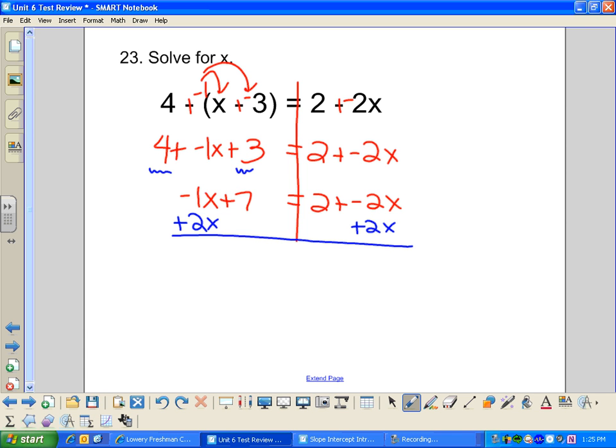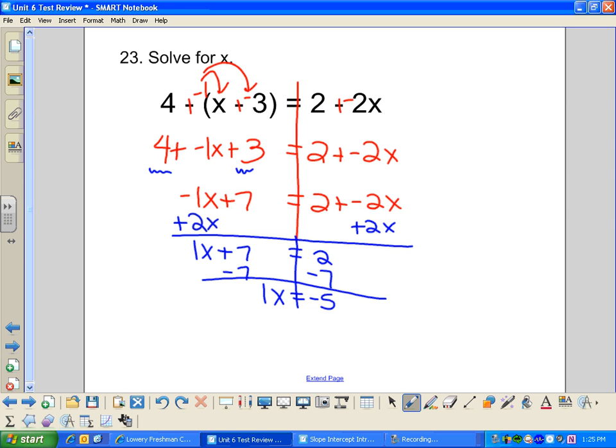And I end up with 1x plus 7 equals 2. Now I'm going to subtract 7 from both sides. So I'm isolating x. I want to get x all by itself. And I end up with 1x is equal to negative 5.